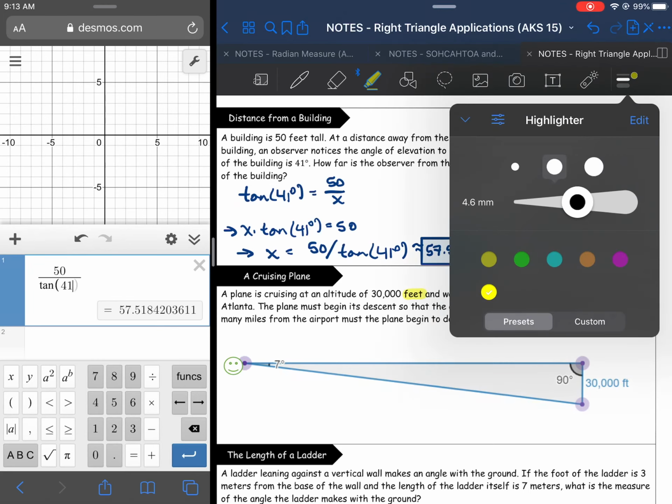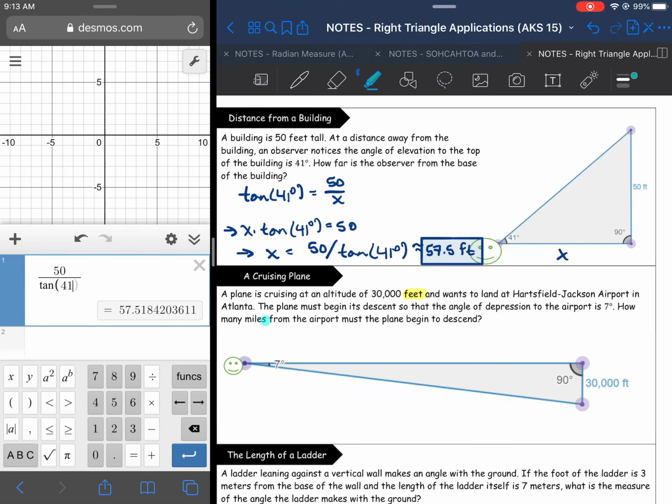However, we want to provide the answer in terms of miles. So we want to keep that in mind for when we start to approach the end of this problem. So let's go ahead and take note of what we have here. Our angle of depression is 7 degrees, and we know opposite to the angle of depression is the 30,000 feet. What we are trying to find is the distance that the plane must begin to descend.